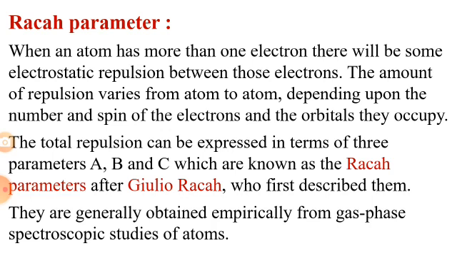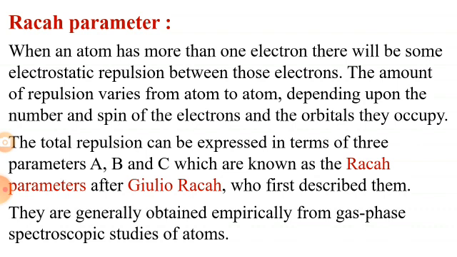So what is Racah parameter? Racah parameter is nothing but the interelectronic repulsion. When an atom has more than one electron, there will be some electrostatic repulsion between those electrons. The amount of repulsion varies from atom to atom, depending upon the number and spin of the electrons and the orbitals which they occupy. So exactly, Racah parameter is interelectronic repulsion.